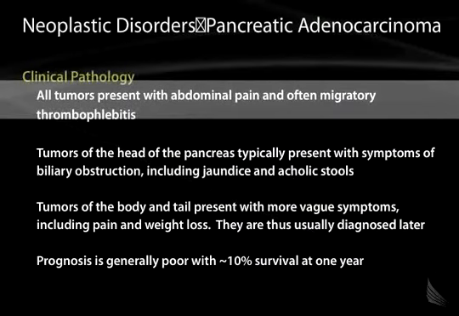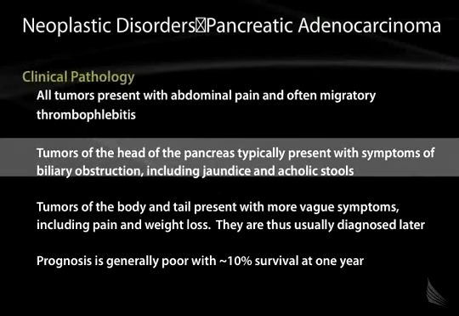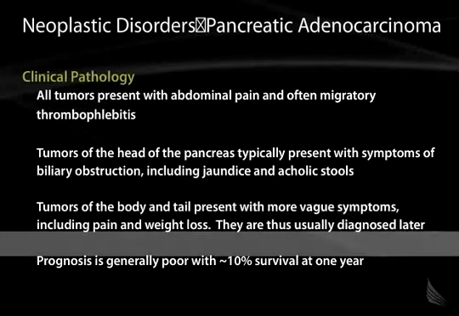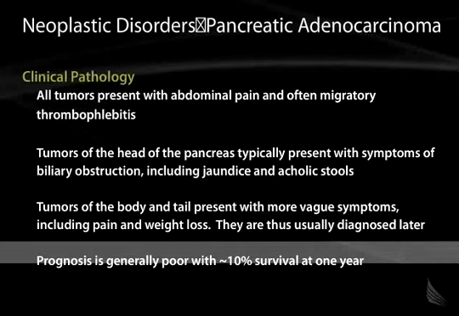All tumors usually present with abdominal pain and migratory thrombophlebitis. Tumors of the head of the pancreas typically present with symptoms of biliary obstruction, including painless jaundice and acholic stools. Tumors of the body and the tail, however, present with more vague symptoms, including pain and weight loss. They are thus usually diagnosed at a later time. The prognosis, however, is generally poor, with approximately 10% survival at 1 year.